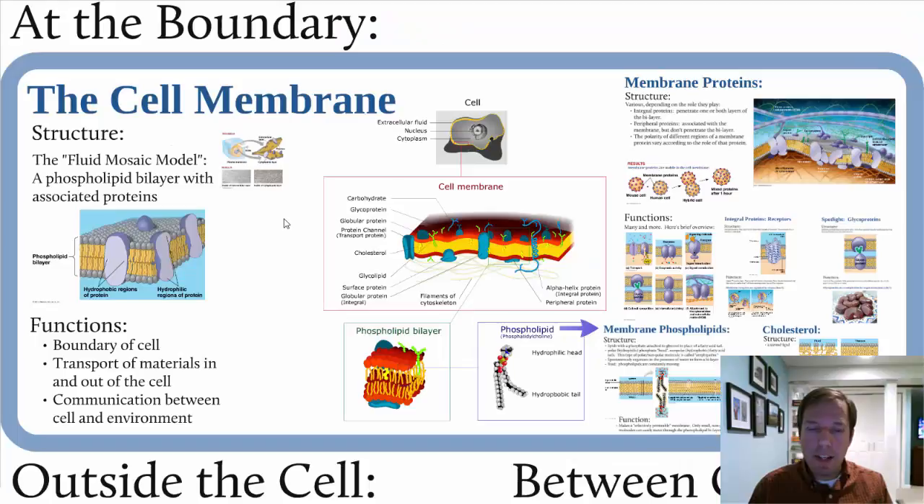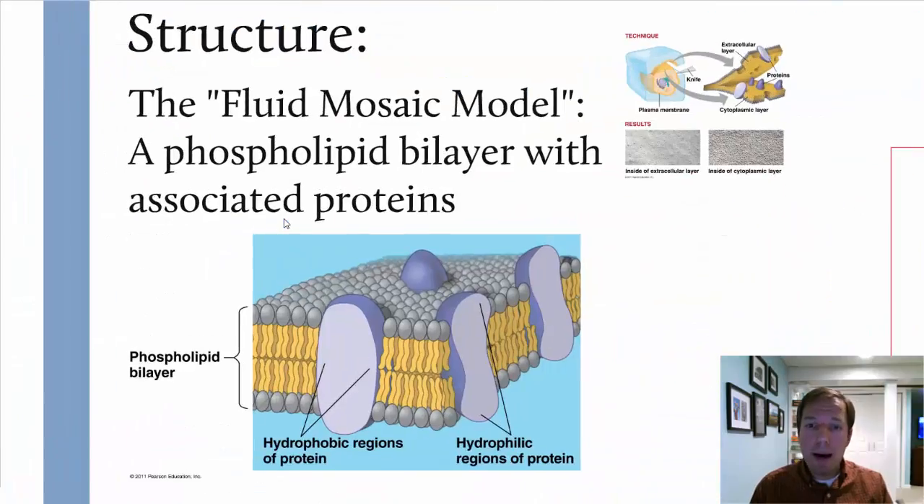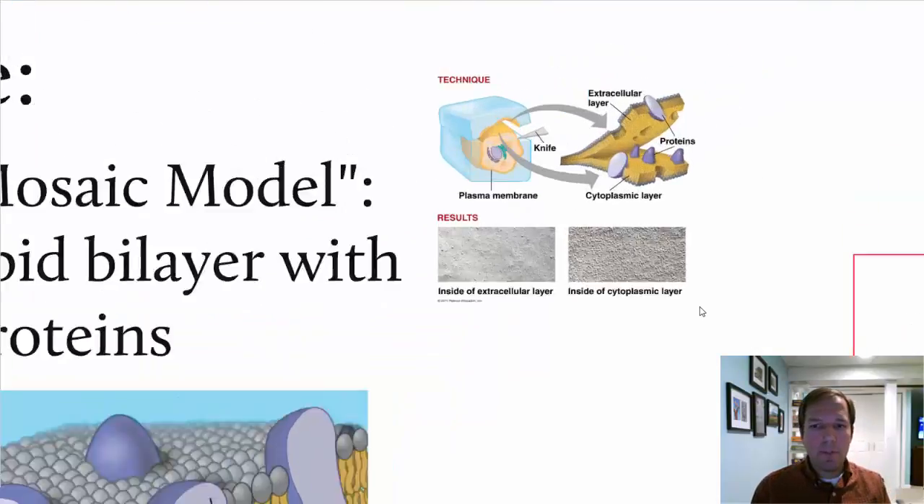Along the boundary of the cell, we find the membrane. The plasma membrane is a phospholipid bilayer. It's two layers of fatty acids connected to phosphate heads. The details of this structure are very important for understanding transport of materials into and out of the cell, and are going to be the subject of a separate video.